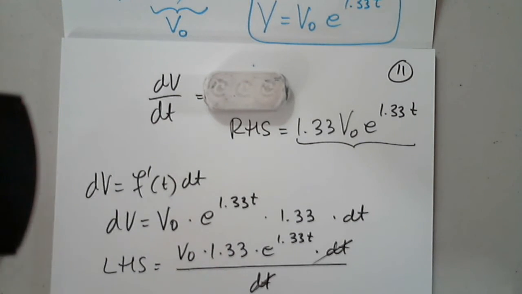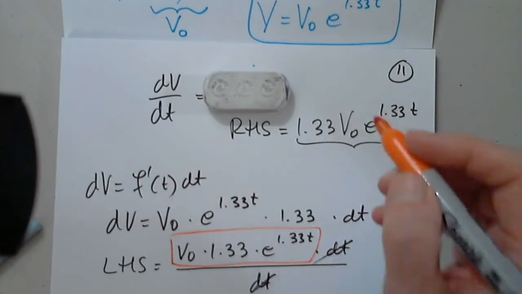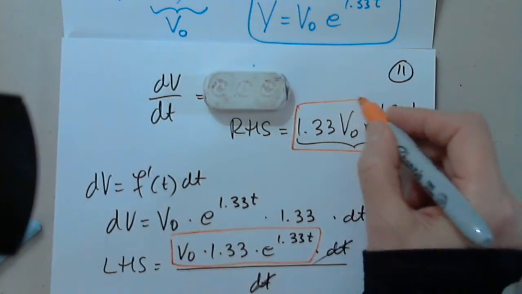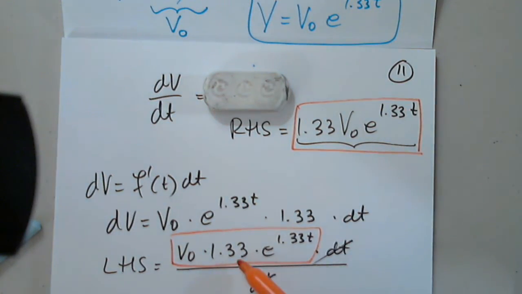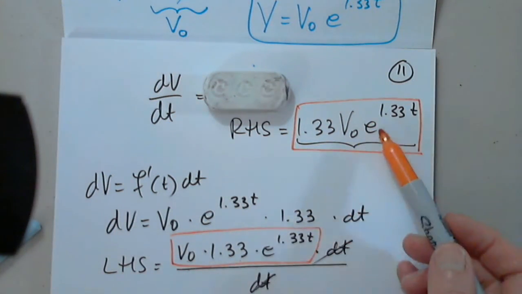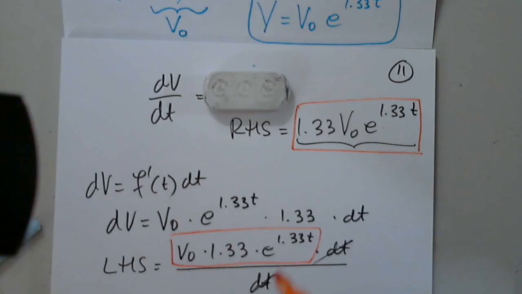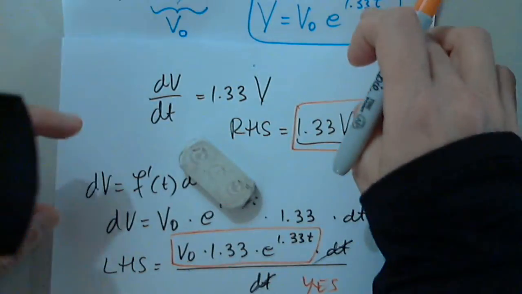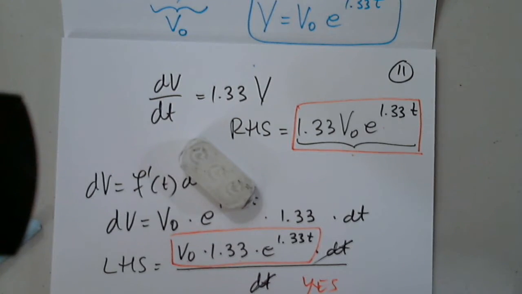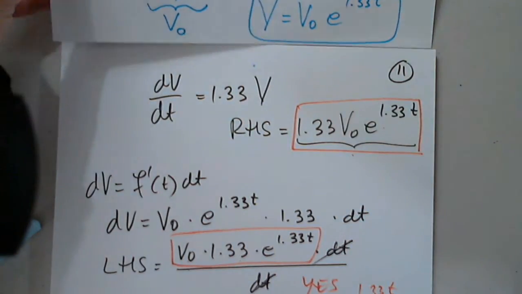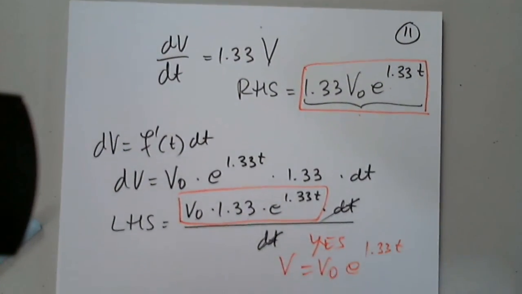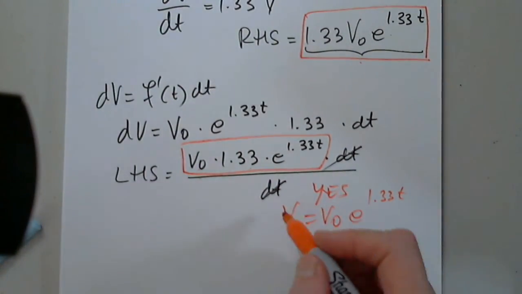And look what I got as the left-hand side, and look what I got as the right-hand side. 1.33 v0 e to 1.33t. So I'll say yes. Our solution is correct. V equals v0 e to 1.33t is the solution. It may not be the only one, but it's the solution.